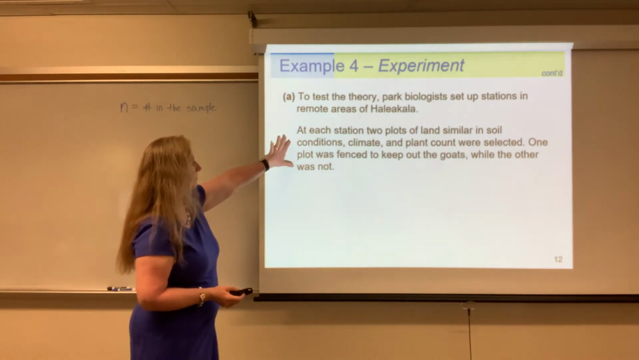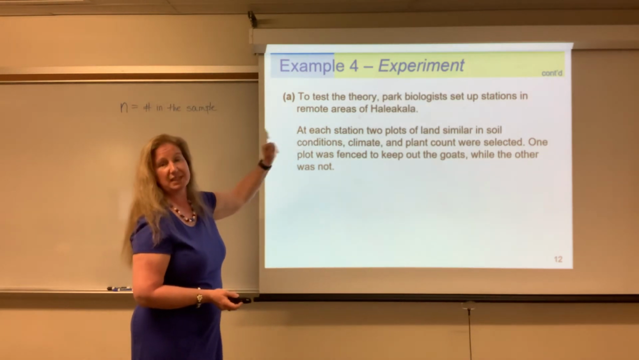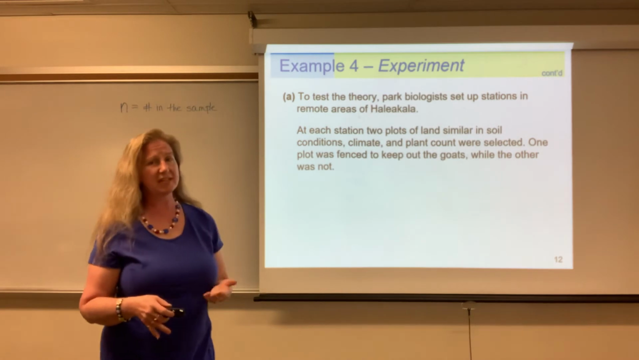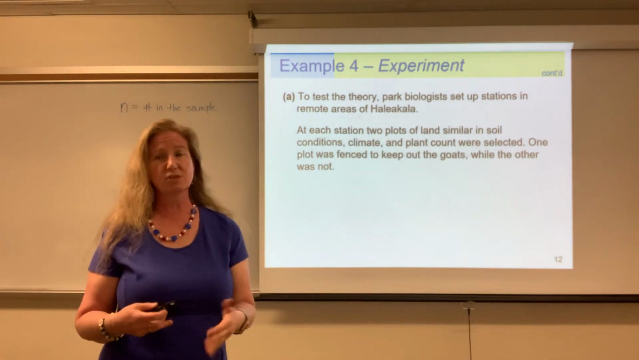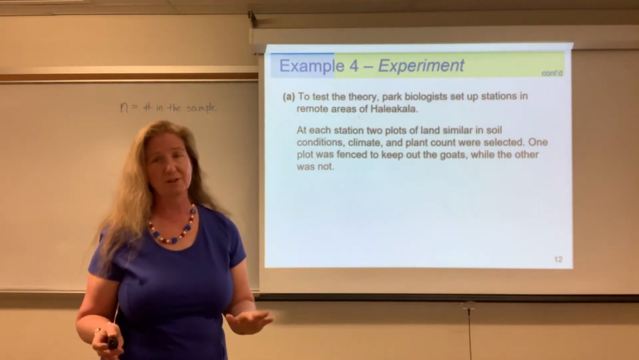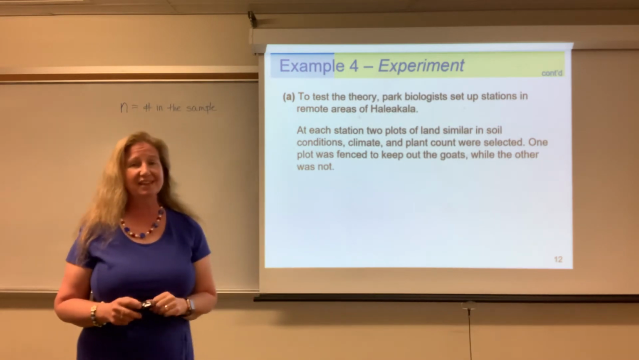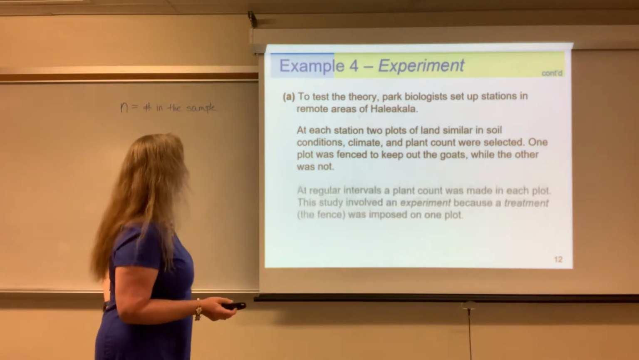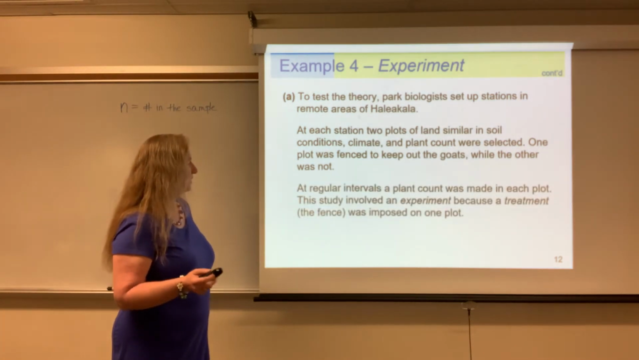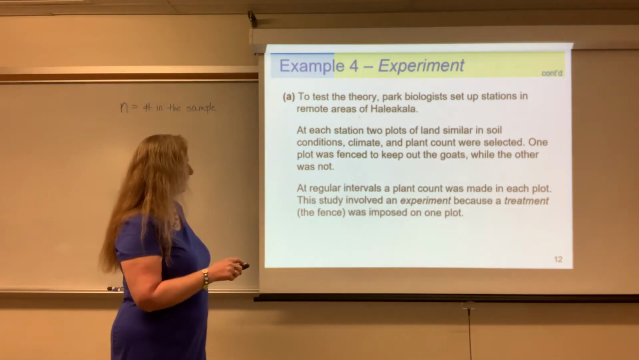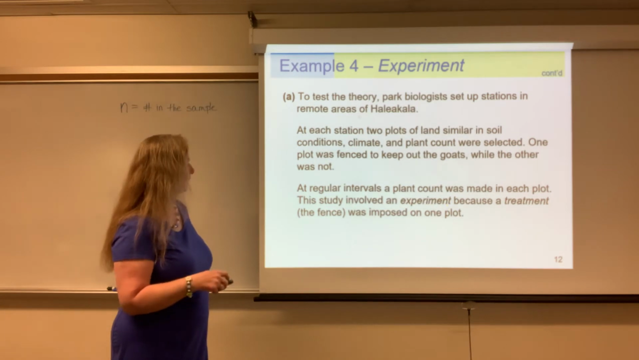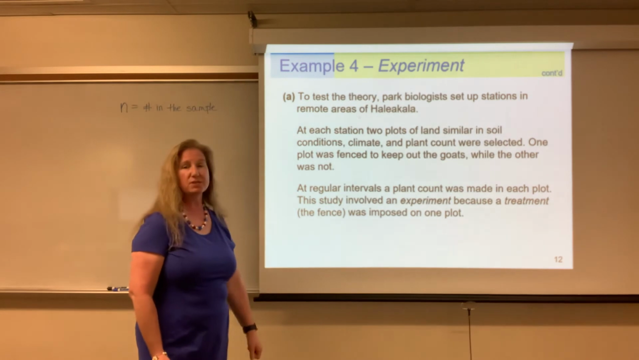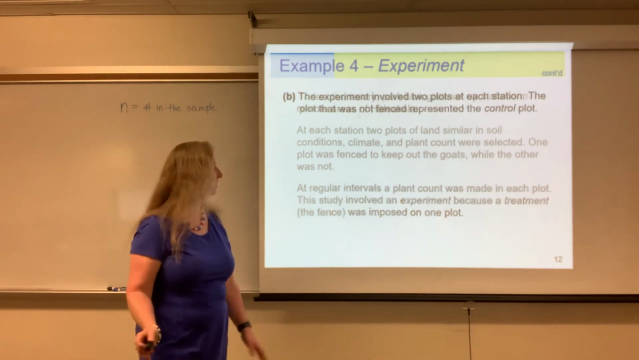So the only thing that was different was the fence. Everything else was the same. And that's an important thing when you set up a study: usually you only want to vary one variable. But if you vary too many things, then what made the difference? I don't know. What made the difference? At regular intervals, a plant count was made in each plot. This study involved an experiment because a treatment, the fence was the treatment, by the way, was imposed on one plot. It was the only difference.